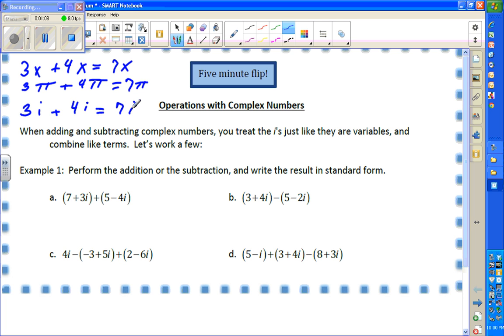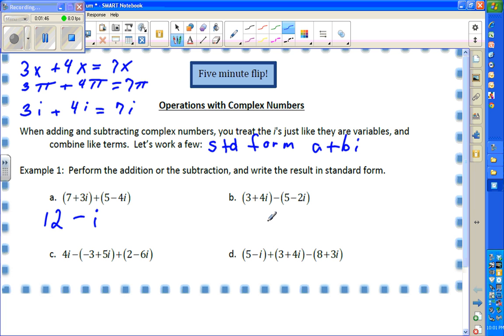In A, I need to add my real number components, the 7 and the 5 for 12, and then the imaginary component, the 3i and the minus 4i for negative i. Now, we have left that answer in what we call the standard form of a complex number, which is a plus bi. a is the real number part, bi is the imaginary part.